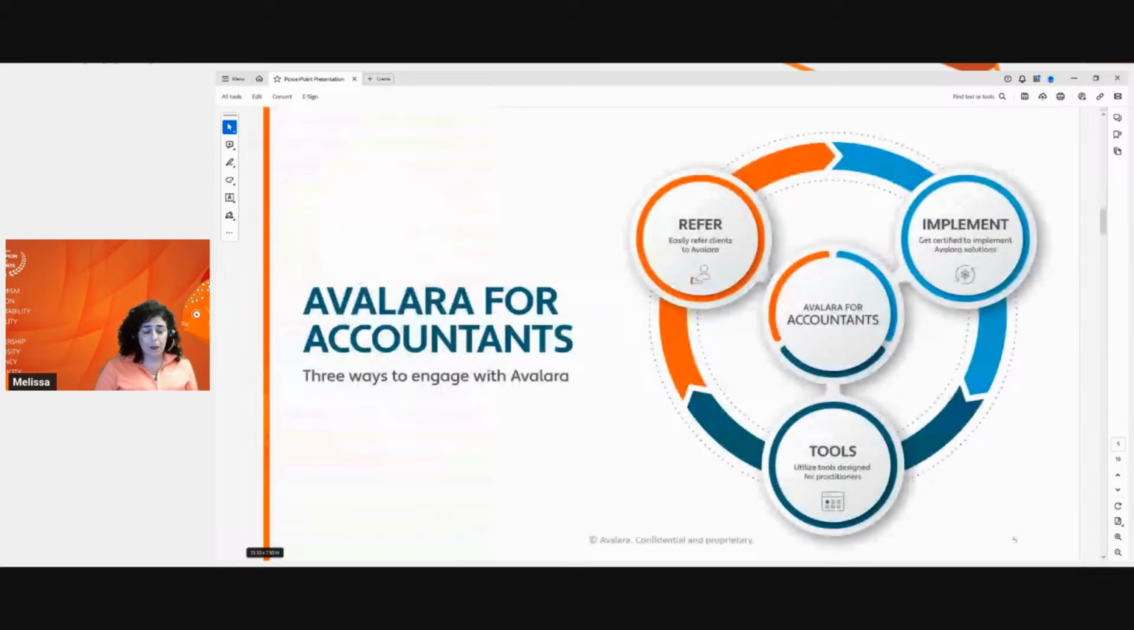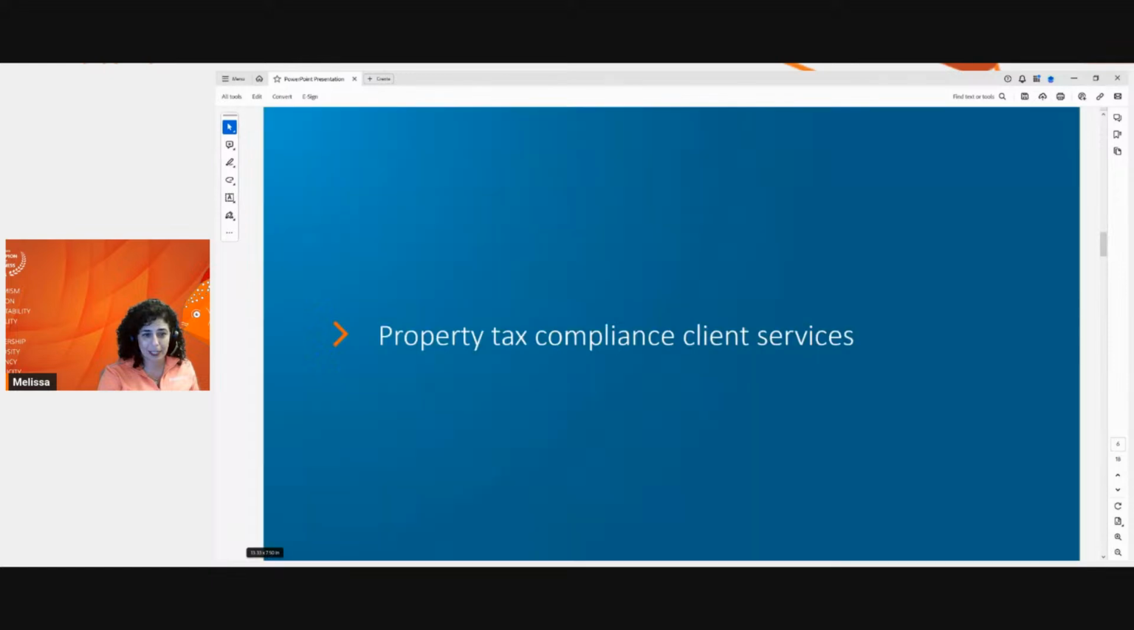So the first thing we want to talk about a little bit is that from Avalara, we do have 3 ways to engage with Avalara for accounting firms. One is you have the opportunity to refer clients to Avalara, and that is a way for, if your company allows for it, an earnings potential for you as a partner. So that's an option. You also can be certified to implement Avalara solutions for your clients. So that is another methodology that you can use. And then we also have tools that are designed for accounting practitioners across the tax practice. So those are just some options to think about to engage with Avalara.